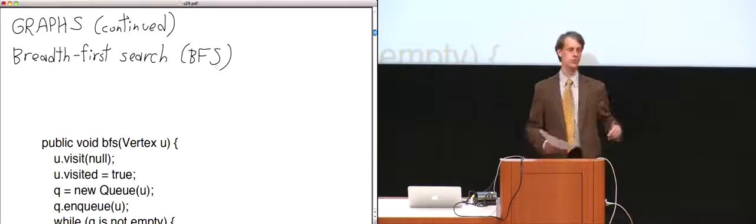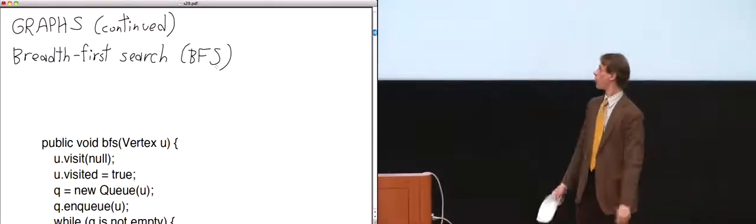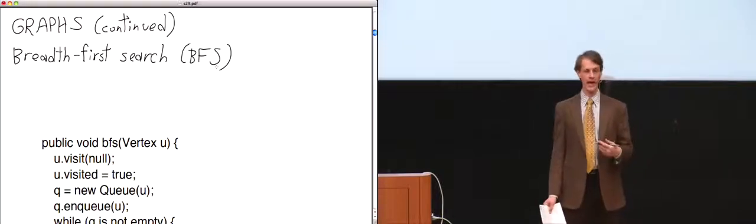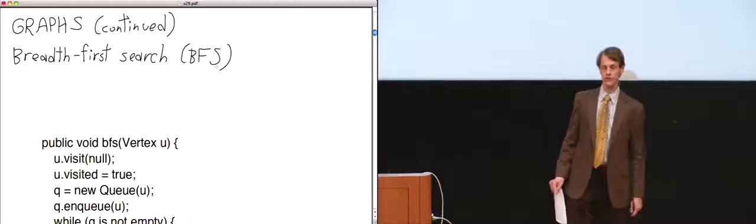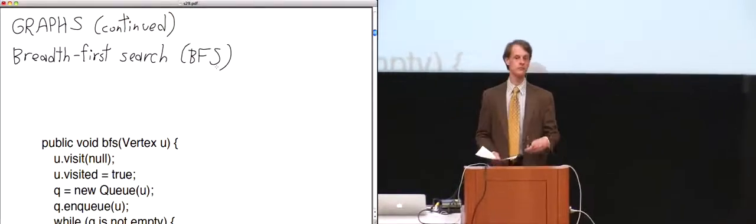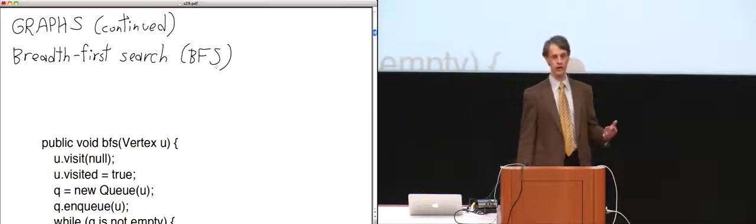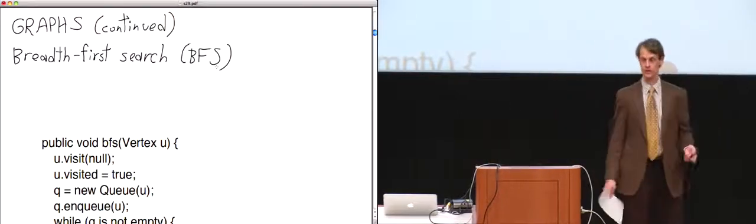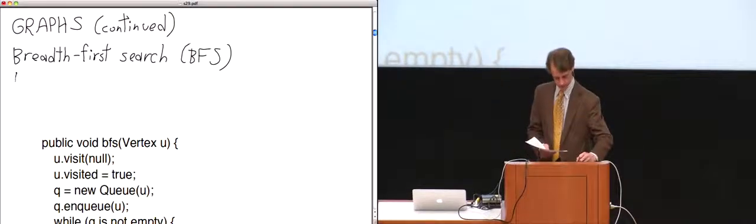Breadth first search, we usually just call it BFS for short. Breadth first search is a little bit like a level order tree traversal, but we apply it to a graph instead of a tree. Now, breadth first search, unlike depth first search, is not naturally recursive. It's not easy to write it as a recursive procedure. Instead, we are going to use a queue.